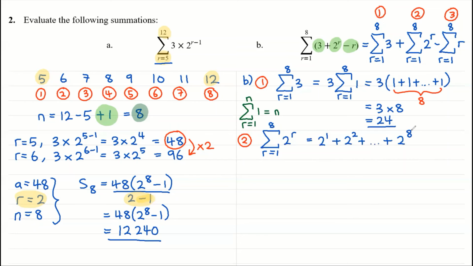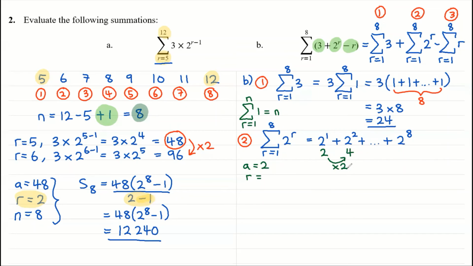So if we use the summation formula, let's just write down what we know. Well, we know that A is, of course, just going to be 2. Our common ratio, well, if you're going from 2 to 2 squared, which is 4, obviously you're multiplying by 2 here. Okay? And you're multiplying by 2 again to get 2 cubed.